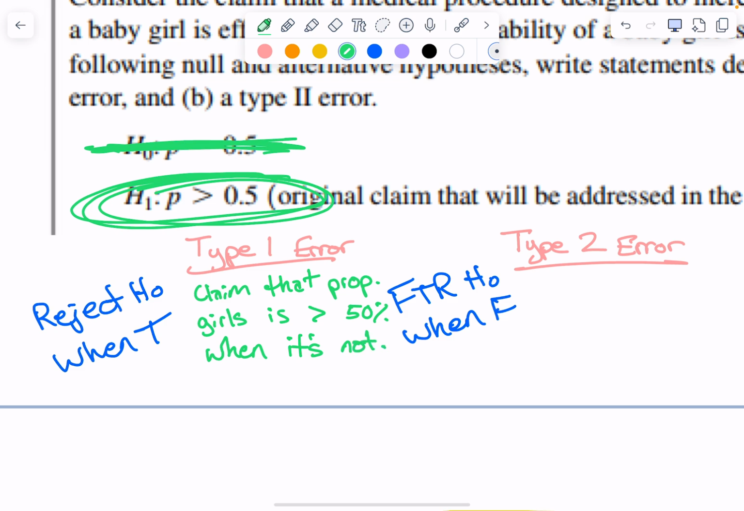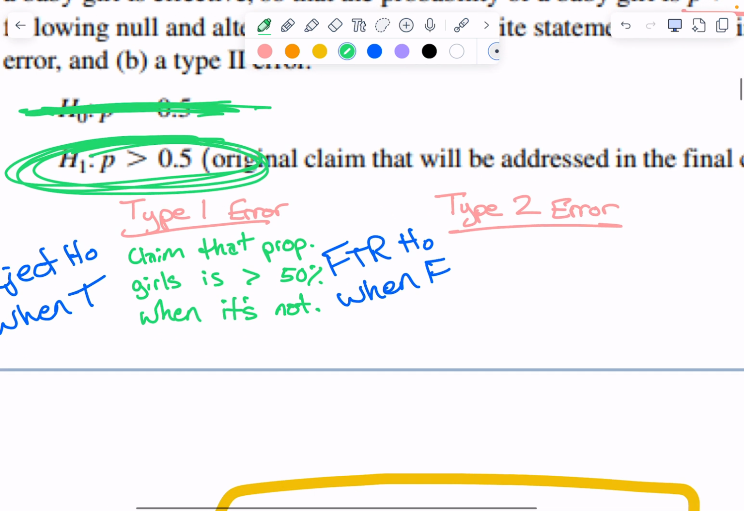Do we see how this works? The proportion of girls, we cross this one off, we circle this one. We're saying the proportion of girls is greater than 50% when it's actually not. That's something we risk by doing that, right? Maybe our results are not concluded right, okay?